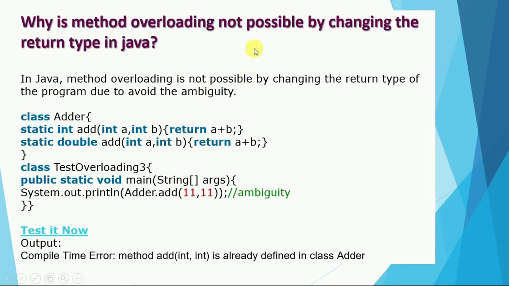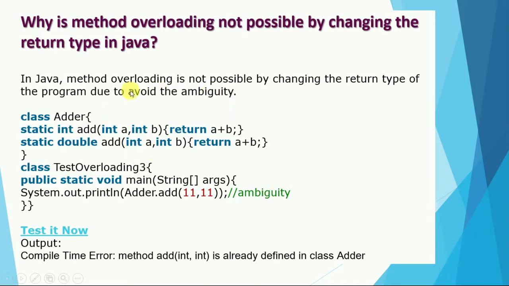Why is method overloading not possible by changing the return type? We already discussed method overloading. We can implement method overloading by changing the number of arguments and by changing the data types of arguments. But why is it not possible by changing the return type?